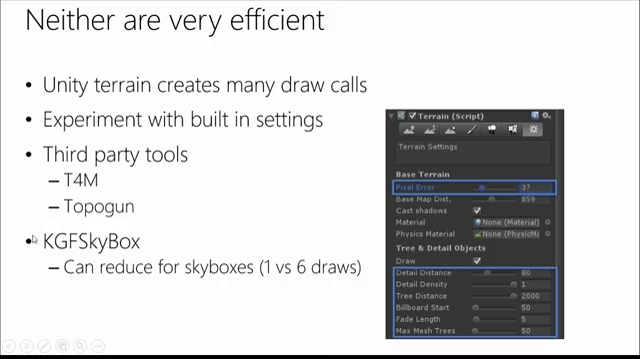Yep. Skyboxes. Yesterday, we looked at creating a sky in our world. A skybox has 6 images that get tiled around your world to make it look like you have a sky. That's 6 draw calls. KGFS Skybox is a kind of a cool little plugin that you can get from the asset store. That will reduce it down to 1 draw call. There are probably some manual methods you could do as well.